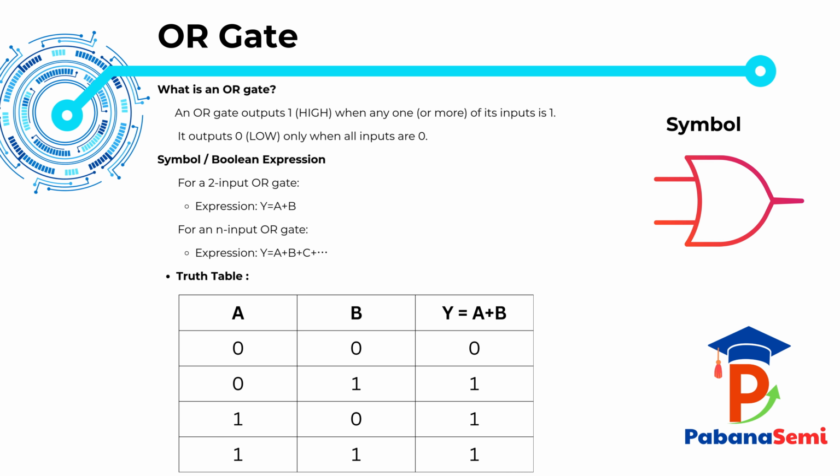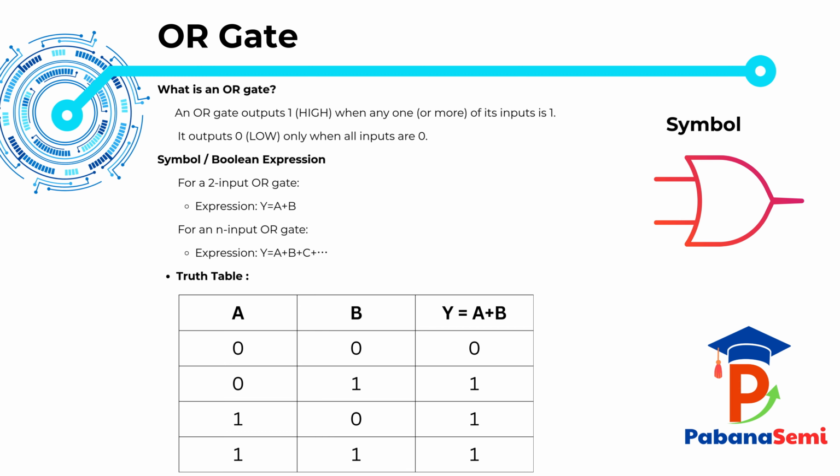For a two-input OR gate, the Boolean expression is written as Y equals A plus B. For an OR gate with multiple inputs, the expression extends in a similar manner, Y equals A plus B plus C, and so on.